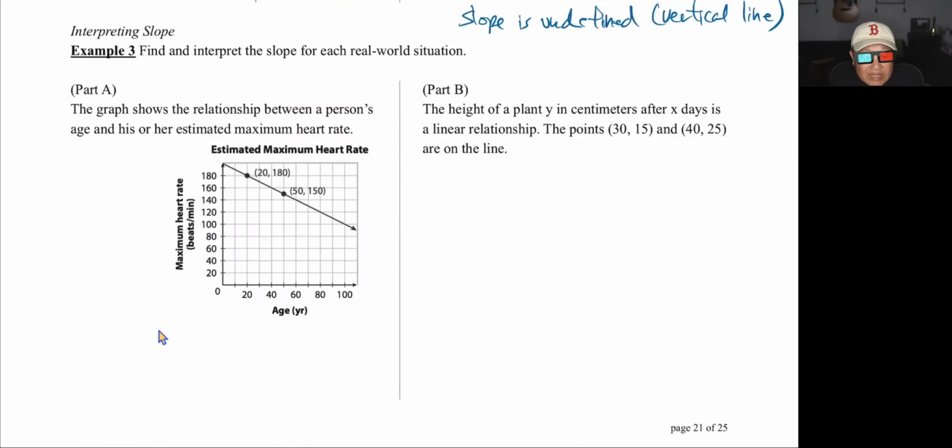Interpreting slope. Example 3. Find and interpret the slope for each real world situation. Part A. Part A says graph. The graph shows the relationship between a person's age and his or her estimated heart rate. I don't know if this is true because I'm in my 50s right here, and I guess this was 150, right? Yeah. Well, when I ride my mountain bike, I go regularly above 180, like sometimes around 190, right?